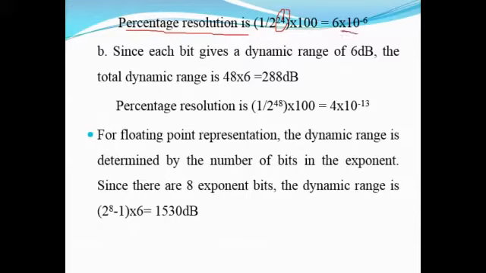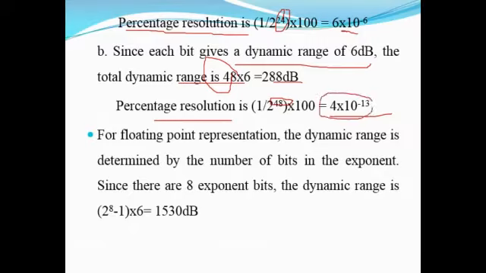But since each bit gives a dynamic range of 6 dB, the total dynamic range for this 48-bit representation is 48 into 6, which is 288 dB. And the percentage resolution for this 48-bit is 1 by 2 power n, where n is 48. So 1 by 2 power 48 into 100 gives us 4 into 10 power minus 13. So this is the minimum value which can be used for representing a 48-bit number. This is the minimum value for representing a 24-bit number. So 288 dB is the dynamic range used to represent a 48-bit number.